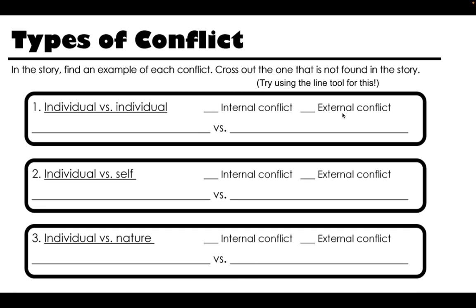So, when you are done reading the story, you're going to come through and you're going to find the different types of conflicts within the story. There's one that is not in the story, so you'll just cross that out before you push submit.